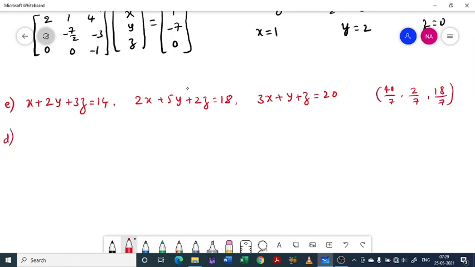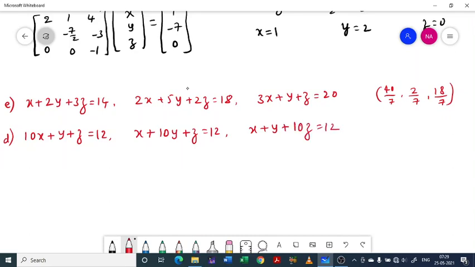D, 10x plus y plus z equal to 12, x plus 10y plus z equal to 12, x plus y plus 10z equal to 12. You can easily guess this. The solution is 1, 1, 1.